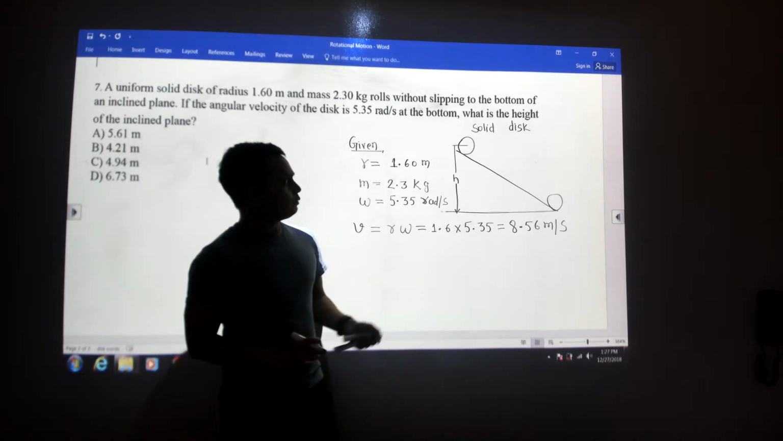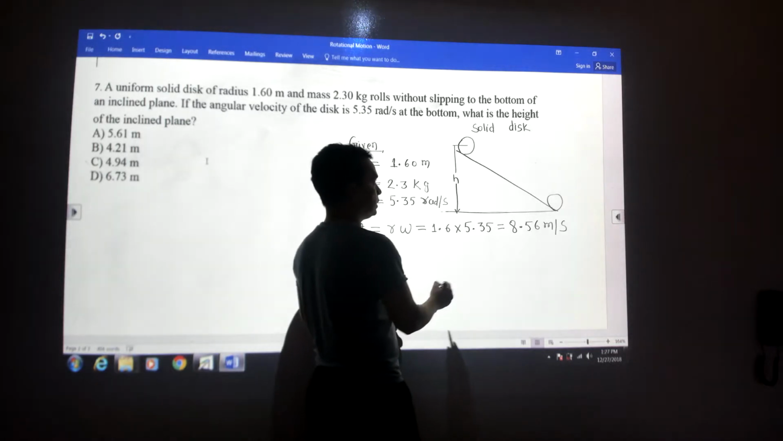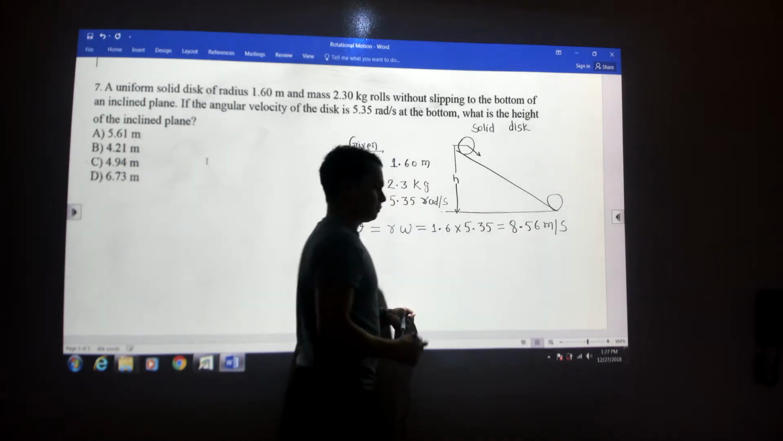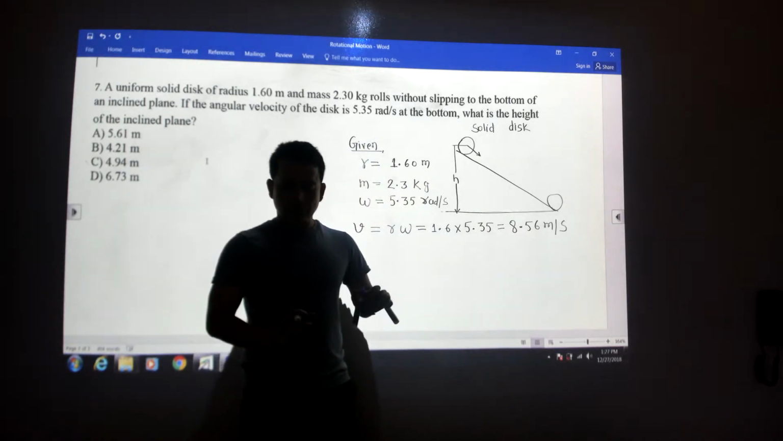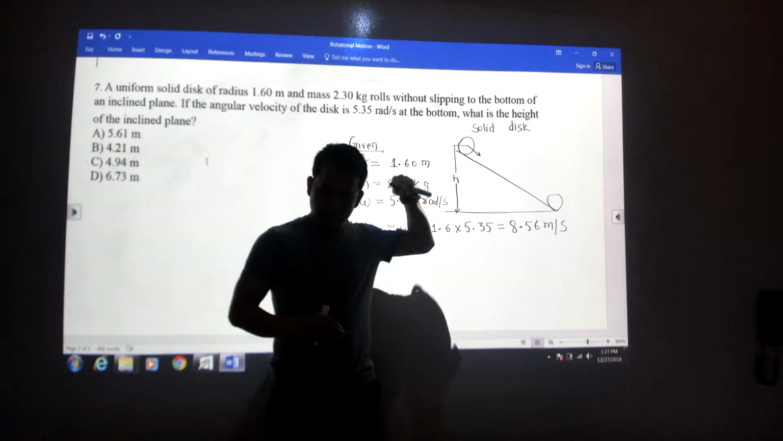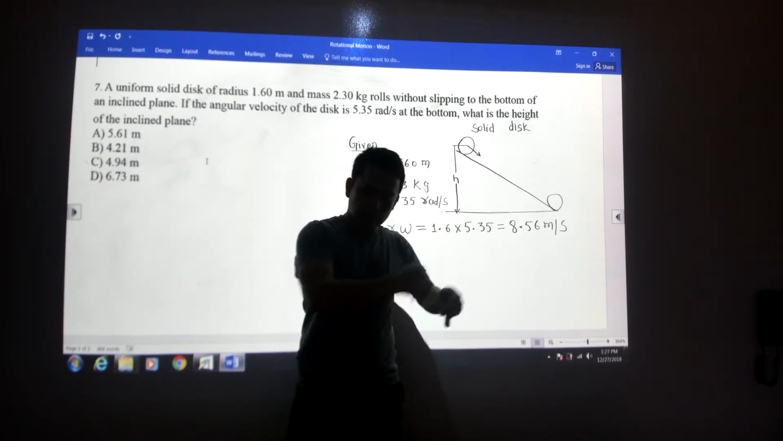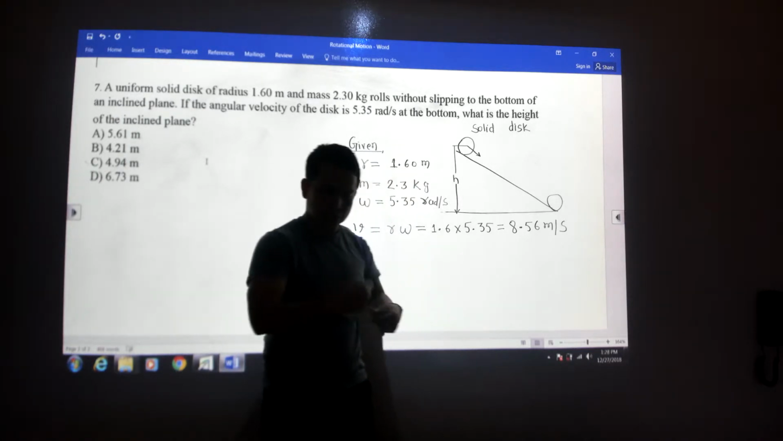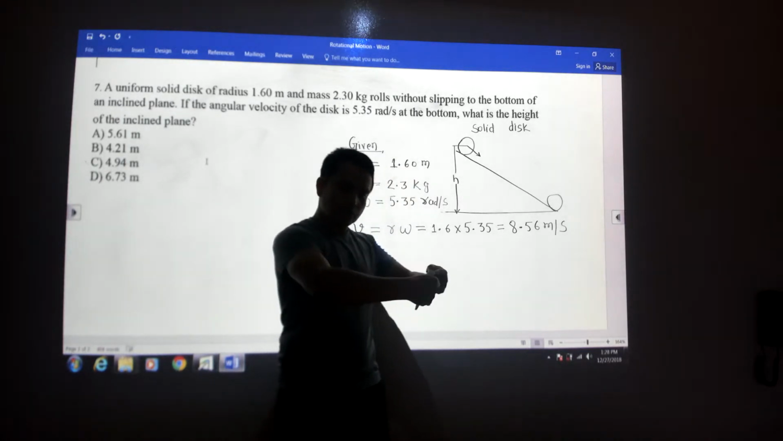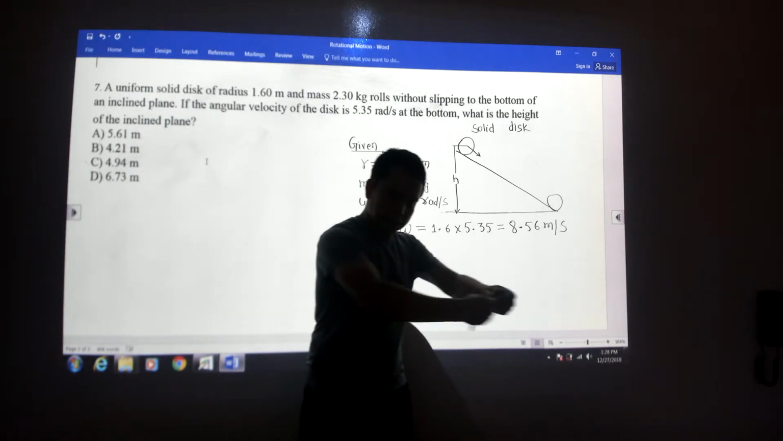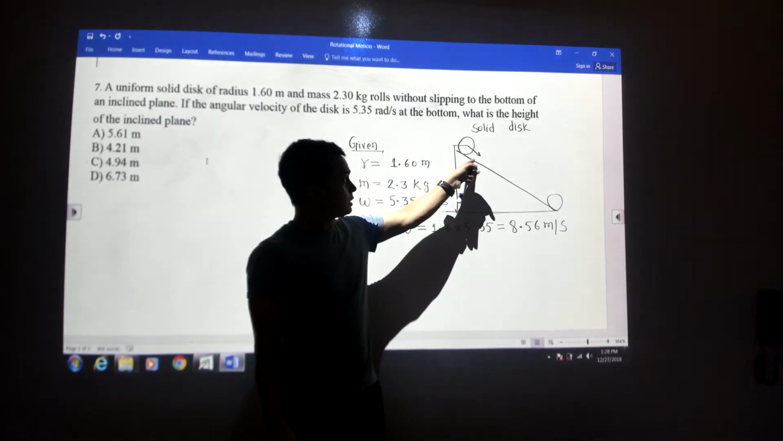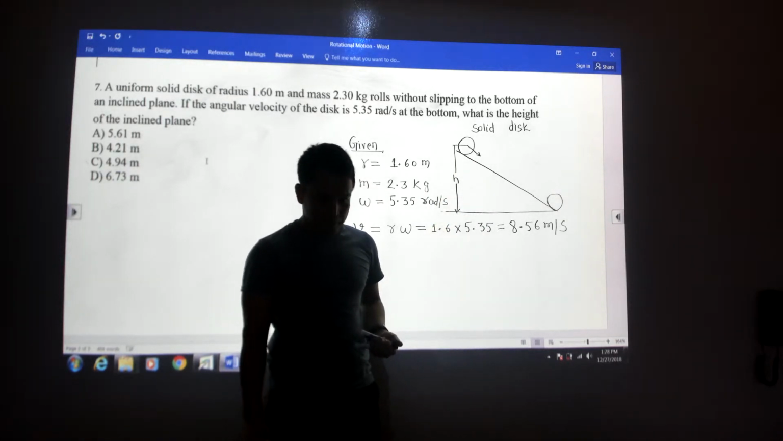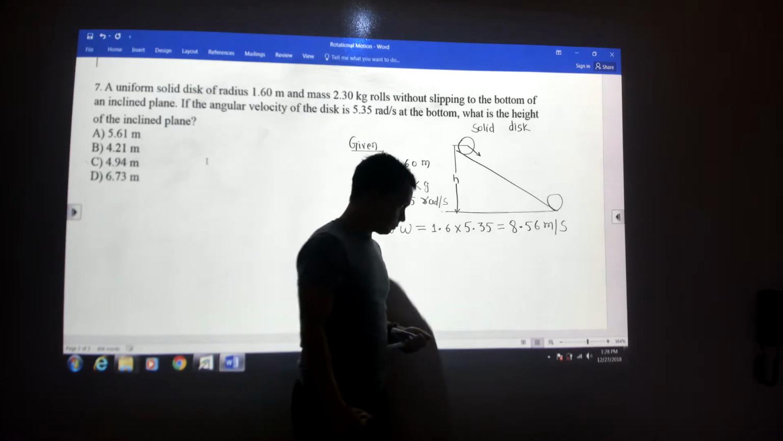Or in other words, we can say that the linear velocity is the velocity of the center of mass. So when something is rolling down an inclined plane, it rolls as well as it moves. So it does have two motions: one is the rolling motion and the other is the translation motion. So this velocity gives you the velocity of the center of mass.